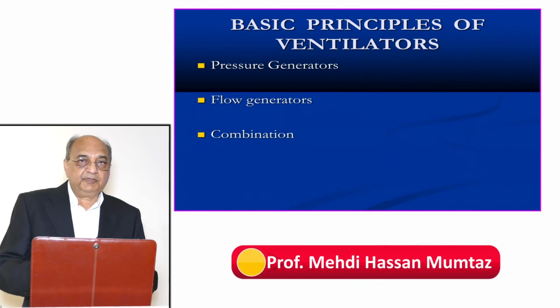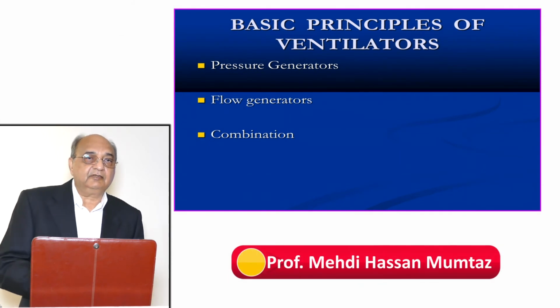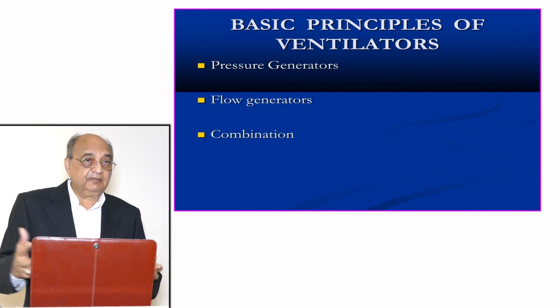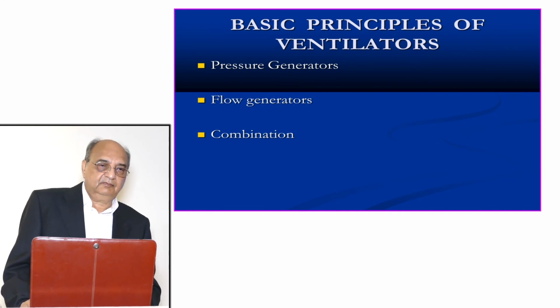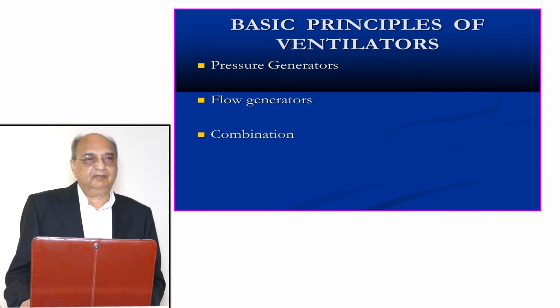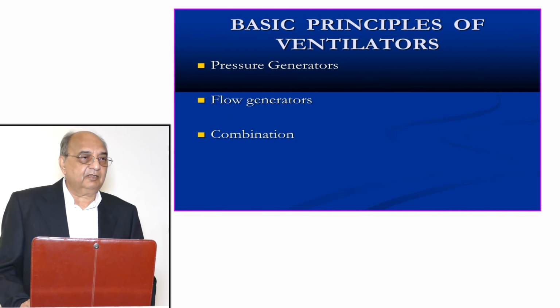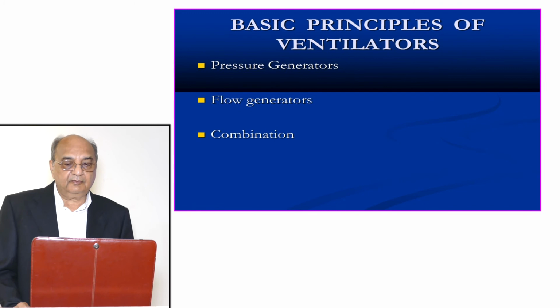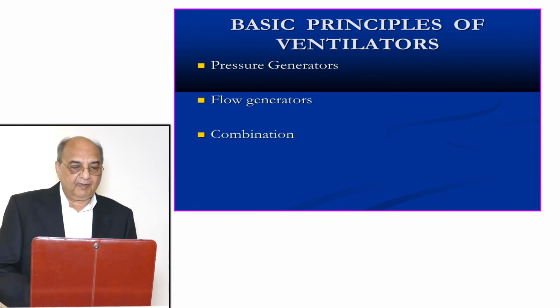Now, the basic principle: when they design the ventilator, there are three types of basic principles. One is the pressure generators, then flow generators, and then a combination. When companies make some of the ventilators, they are asked what type of ventilators they are. Are they pressure generators or flow generators? Or is it a combination of both systems in one ventilator?